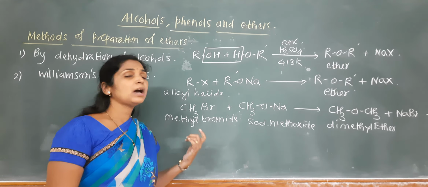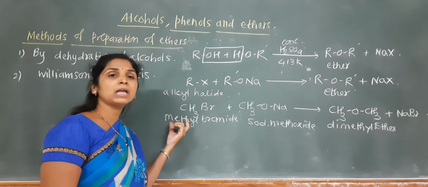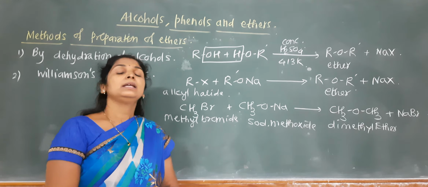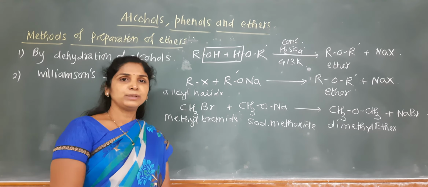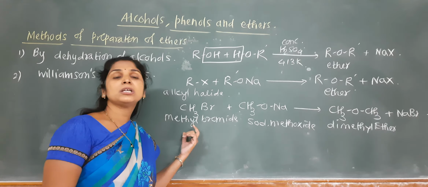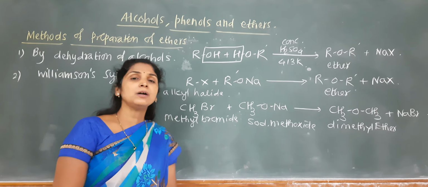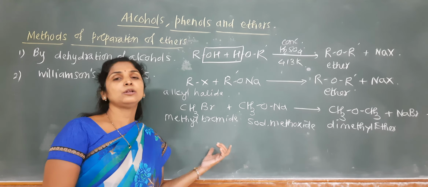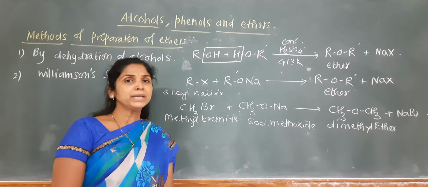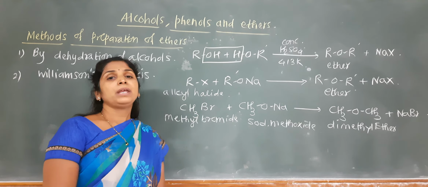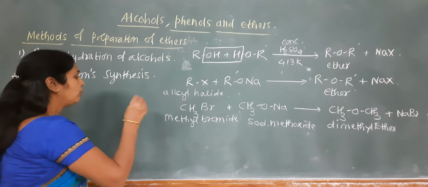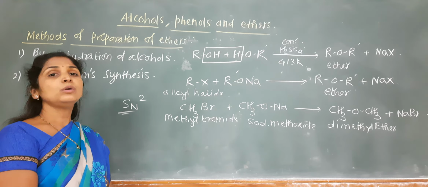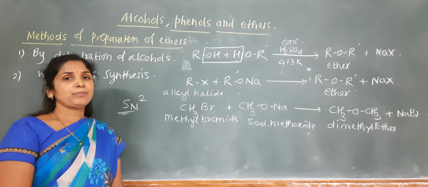Instead of this, if we take the example of ethyl bromide reacting with sodium methoxide, then in that case we will get ethyl methyl ether. So either you can change the alkyl halide or you can change the sodium alkoxide. Depending on the two different types of alkyl groups, we will get the simple or the mixed type of ether. Here we have to keep in mind that the reaction takes place according to the SN2 reaction mechanism.